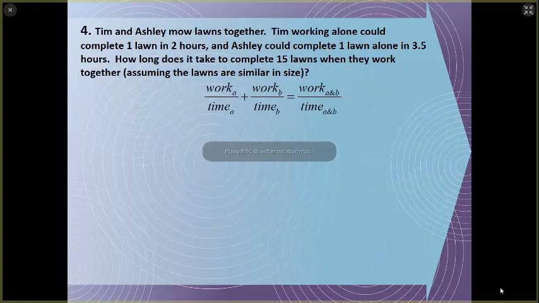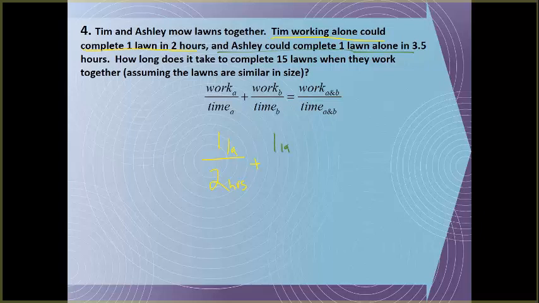All right, fourth one, we got a few more left. So we have Tim and Ashley mow lawns together. Tim, working alone, can complete 1 lawn in 2 hours. So you get to the point where you can actually just say 1 lawn, 2 hours. And if you want to do lawn, hours, plus, that's fine. Ashley can complete 1 lawn alone in 3.5 hours. So 1 lawn, 3.5 hours.